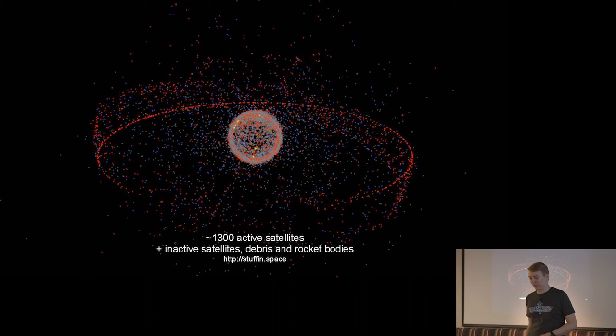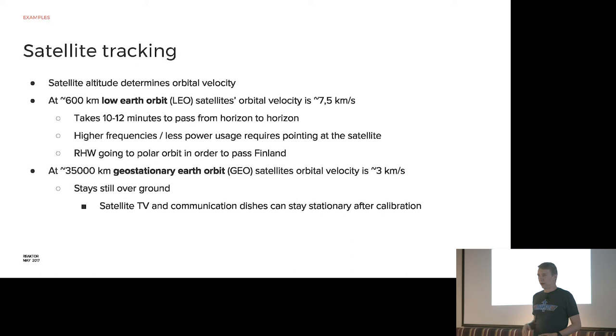Depending on the orbit, so how close to the Earth you are, the faster the satellite goes. Where we are going is the low Earth orbit, maybe around 600 kilometers. And the closer you are, the faster you go. So basically that means that if the satellite comes from the horizon in the south, it passes by one point on Earth in maybe 10 to 12 minutes. So if that's our ground station, that's the only duration we have to point at the satellite and talk to it per ground station.